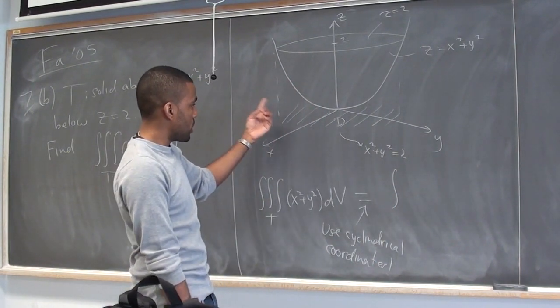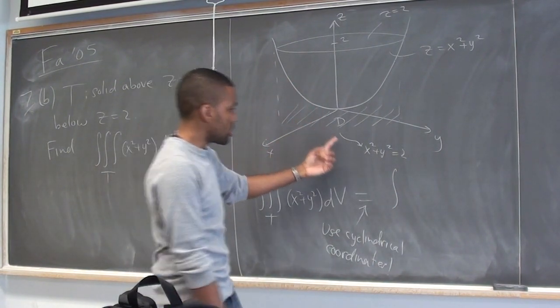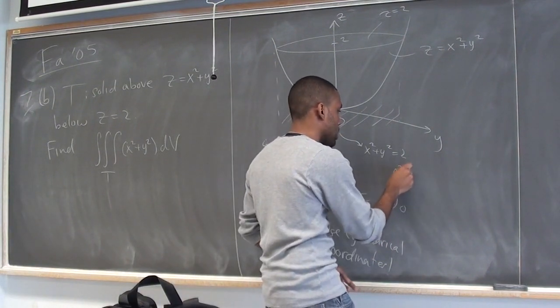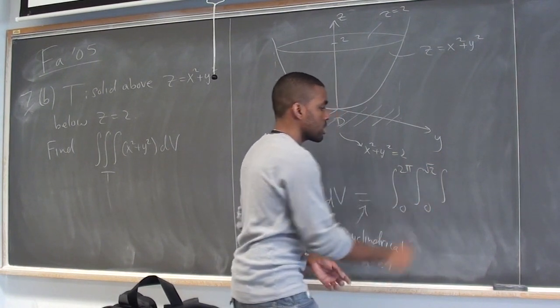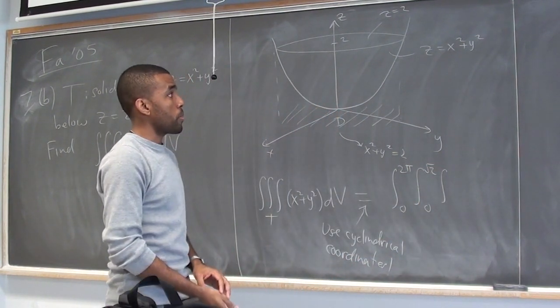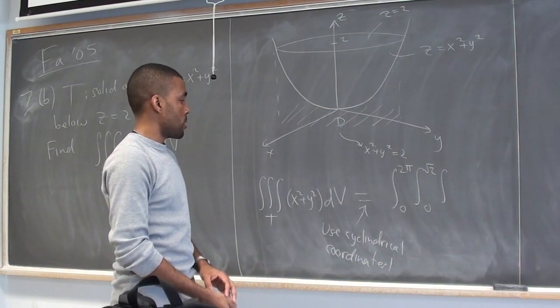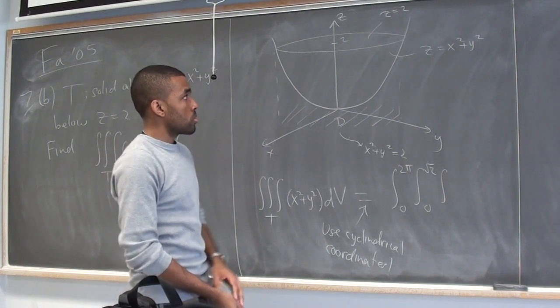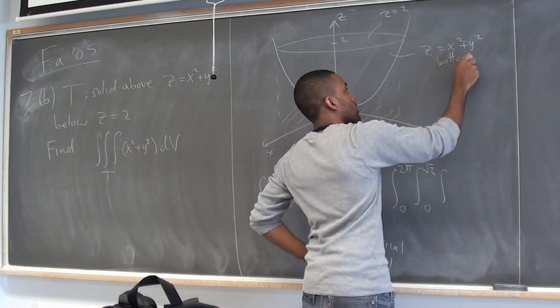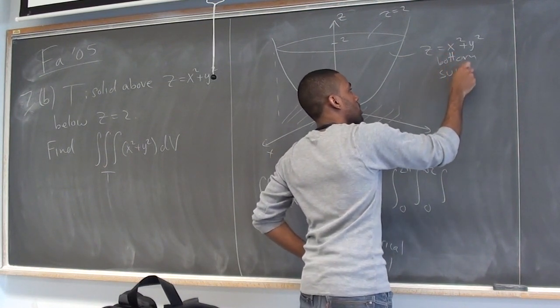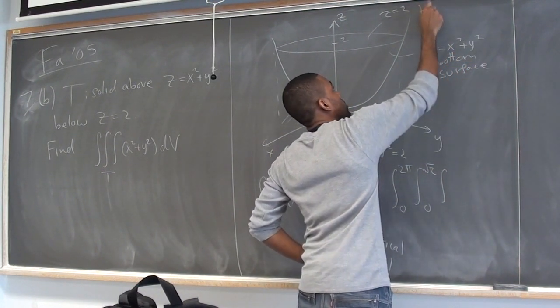Look at your region of projection. This is just going to be 0 to 2 pi for the angles, and 0 to radical 2 for the radius. My z would go from what to what? It goes from the bottom surface to the top surface, right? This guy here, r squared, is the bottom surface, and this guy here, 2, is the top surface.